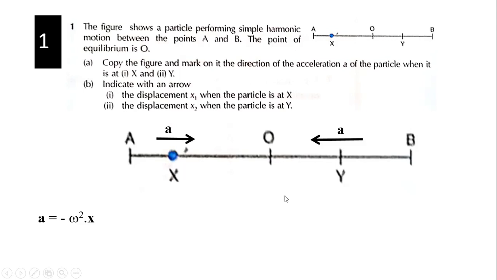If one can, put a negative sign for this one. Indicate with an arrow the displacement x1 when the particle is at X, and x2 when the particle is at Y. That's your x1. That's your x2. Mark yourself.